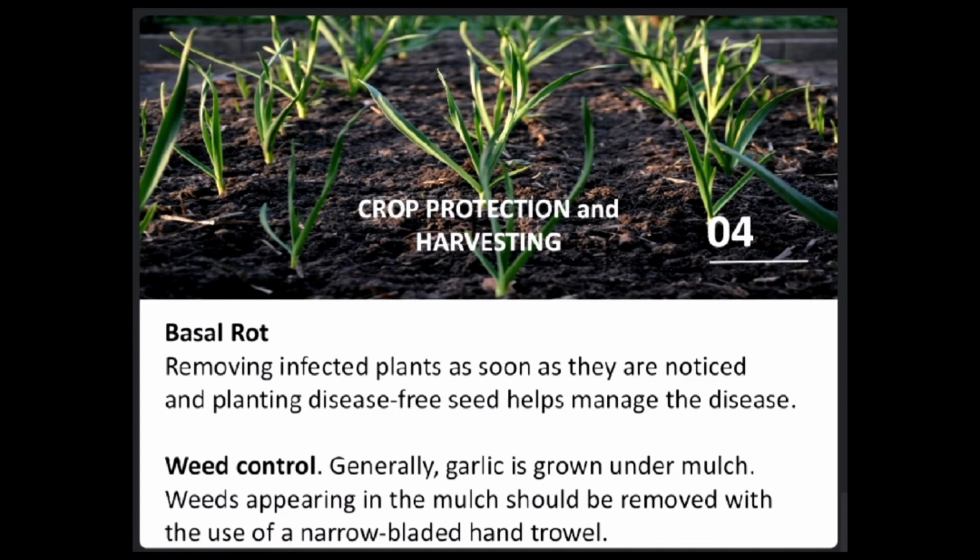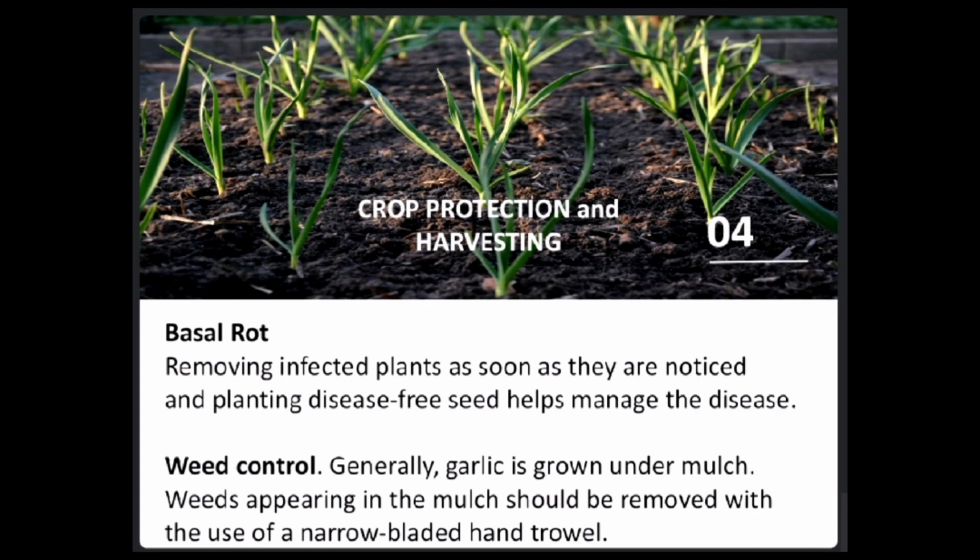Crop protection and harvesting. Type of pest. Basal rot, also called bulb rot. A widespread plant disease caused by a variety of fungi and bacteria that can infect all flower and crop bulbs. What way to control pests? Removing infected plants as soon as they are noticed and planting disease-free seed helps manage the disease. In addition, it has been shown that hot water treatment of the garlic cloves can reduce infection up to 50%.